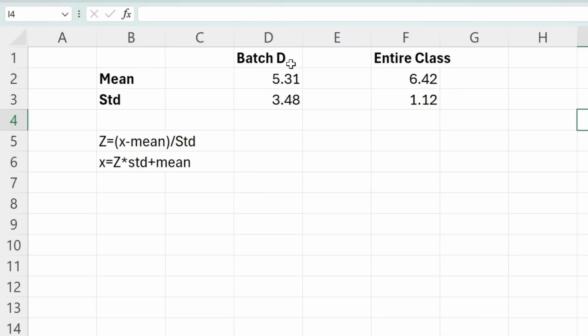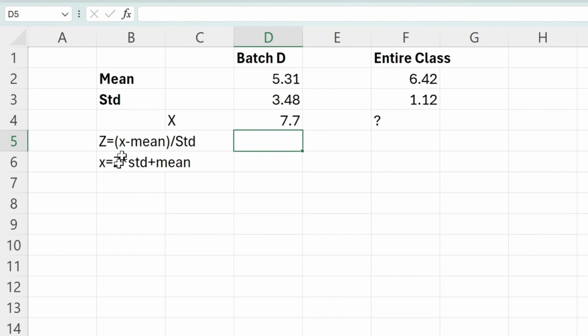Now let's calculate this procedure in Excel. In Excel, we have plugged the information into different columns. For batch D, we have considered the mean in this cell and the standard deviation in this cell. This is the mean for the entire class and this is the standard deviation for the entire class. Now we are going to use these two formulas to find the answer. First, we will apply the first formula to get the value of Z, where we need the value corresponding to X equal to 7.7.